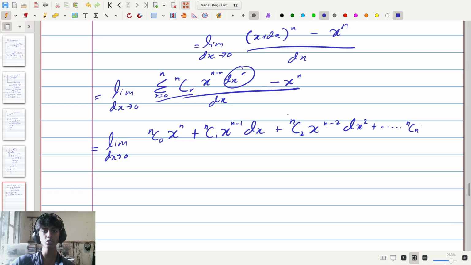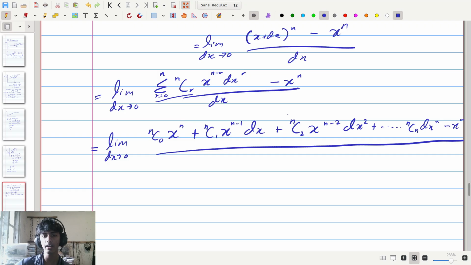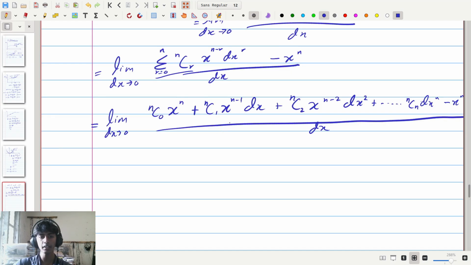Next to gx to the power of r is going to be dx to the power of n, and then at the very end we have a minus x to the power of n. The whole thing then is to be divided by dx. So here, n choose 0.